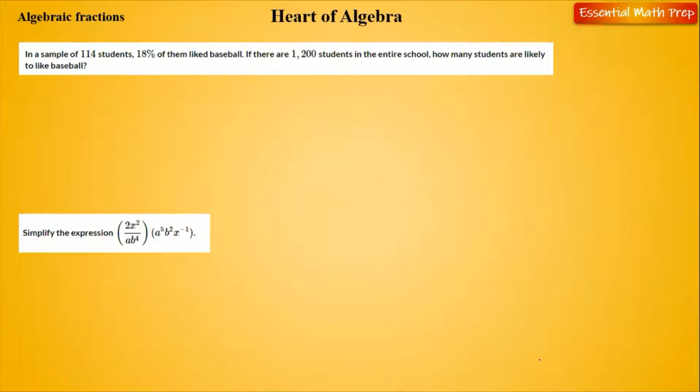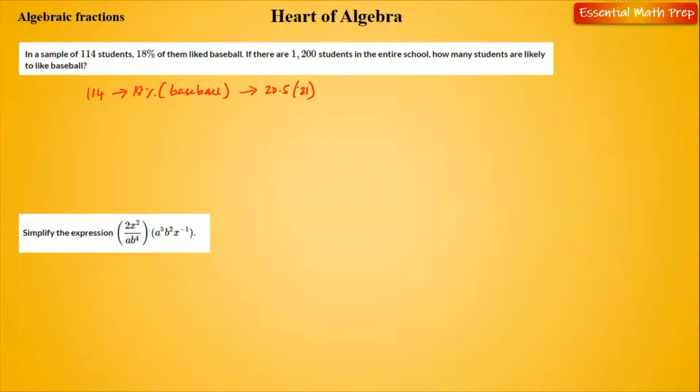All right. In a sample of 114 students, 18% of them liked baseball. And what would be the chance, or how many students would like if the total of students would be 1,200? It's a very simple problem. So 114 is a sample, right? Out of which 18% like baseball, right? So what does that number correspond to? So 114 times 0.18, right? That's about 20.5 students, okay? You can round it off to 21 because you cannot have a 0.5, right?